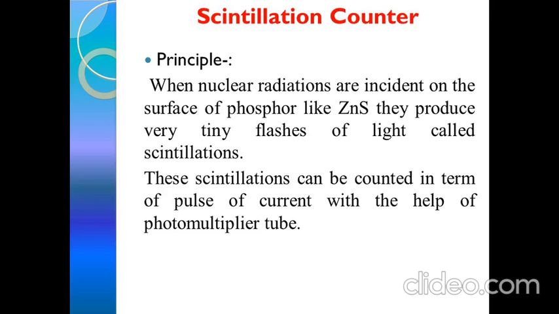When nuclear radiations like alpha particles, beta particles, gamma rays are incident on the surface of the phosphor like zinc sulfide, they produce very tiny flashes of light called scintillations. Phosphor is a substance through which when radiation passes, they get energized and produce scintillations. These scintillations can be counted in terms of pulse of current with the help of photomultiplier tube. The obtained current suggests the type of radiations.